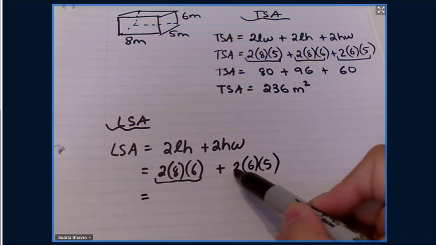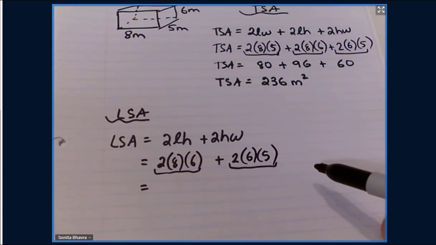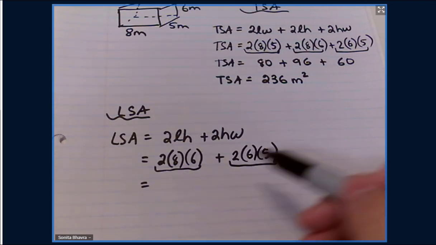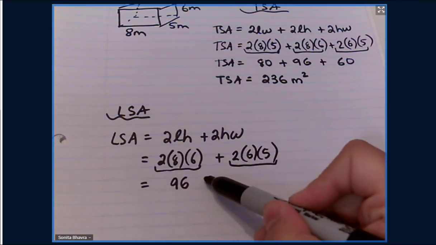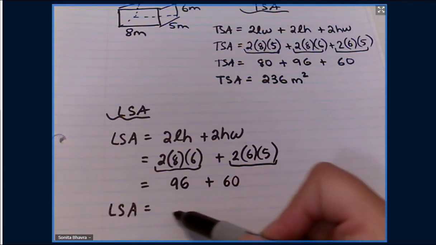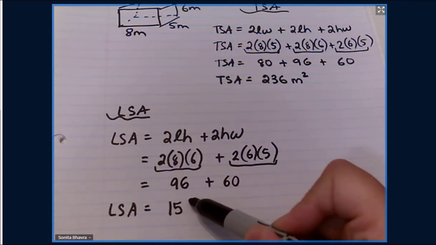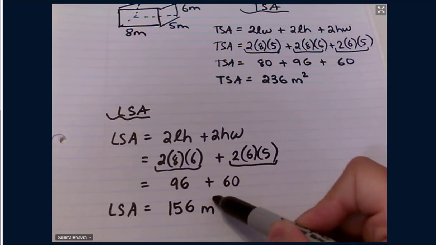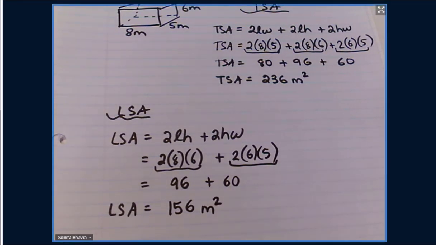So again, we will multiply those out first and then add. So we get 96 plus 60. So our lateral surface area is equal to 156 meters squared.